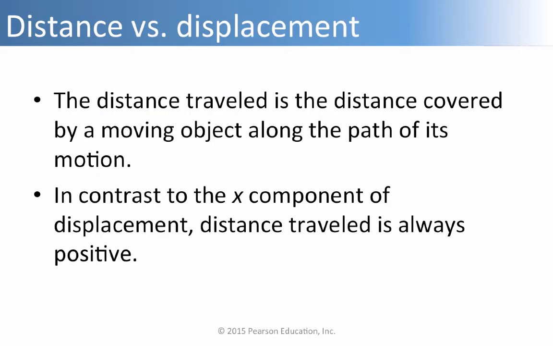Now, distance is a different thing. Distance traveled is the distance covered by a moving object along the path of its motion. It's what you think of as distance, as how far you went. And it's different from the x component of displacement. One difference is that distance traveled is always positive. You can't go negative. You always have to go somewhere.